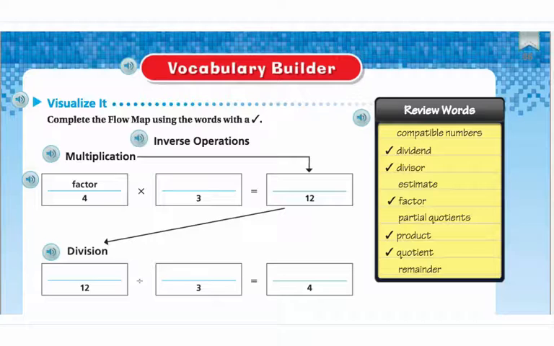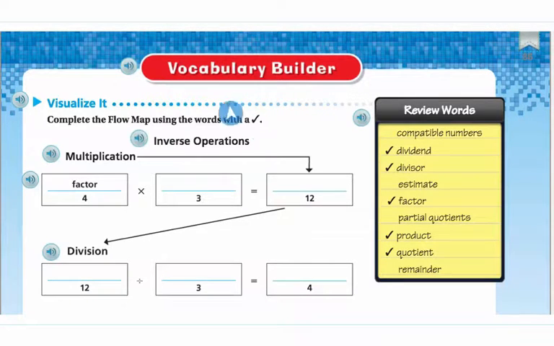So we're going to start with the vocabulary builder, and we're going to read the directions for visualize it. It says complete the flow map using the words with the check mark. So if we go to the review words, we're only going to use the ones that have the check mark. Let's start from the top and read the words: dividend, divisor, factor, product, quotient. Notice, boys and girls, I only read those terms because those are the terms that are going to be used for this particular flow map. We're not going to use the other terms right now.